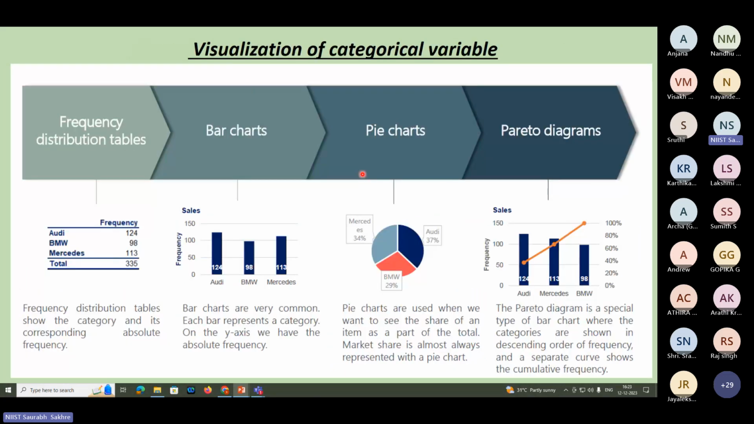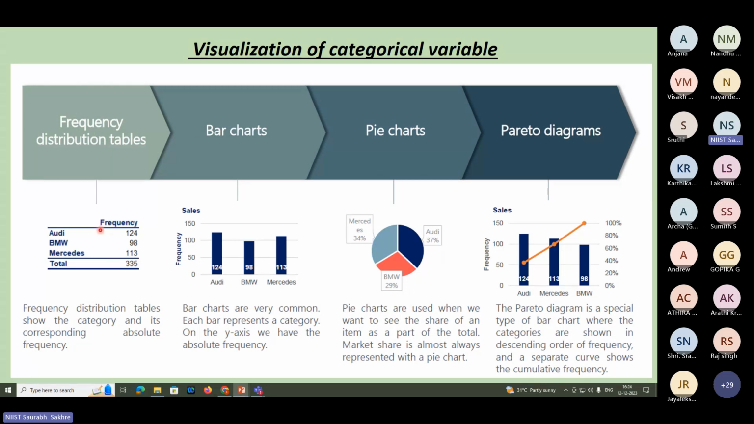Be ready. Now, suppose I wish to make graphs out of it. I wish to visualize this data. How will I visualize it, and what type of charts or graphs will I use? Mostly we use four types of representation techniques, four types of visuals. The first one is frequency distribution tables.